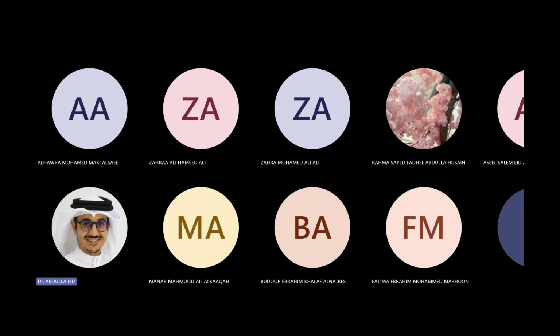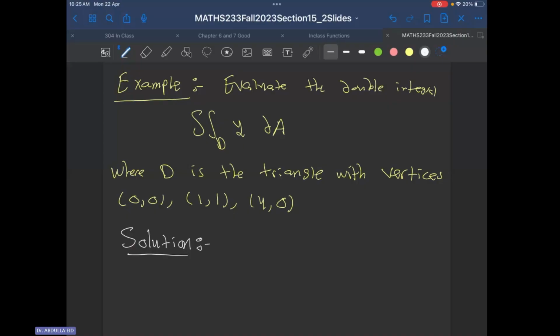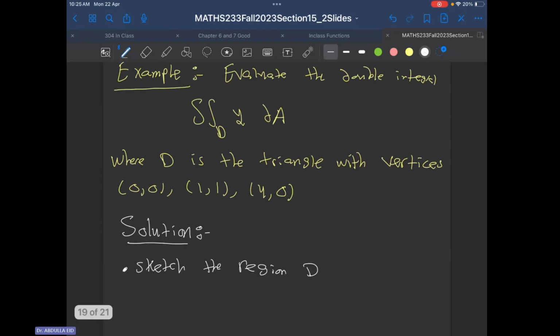In this example, we need to evaluate the double integral of y dA, where D is the triangle with vertices (0, 0), (1, 1), (4, 0). So again, the first step we need to do is sketch the region D. So we have a region, and this region is D. We need to sketch this region.